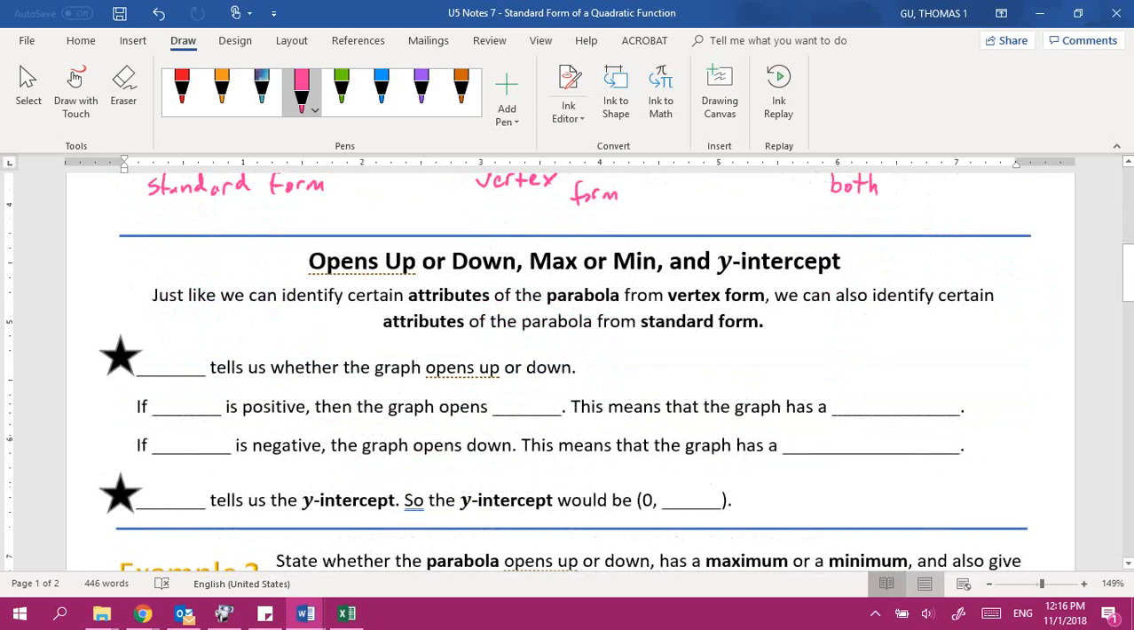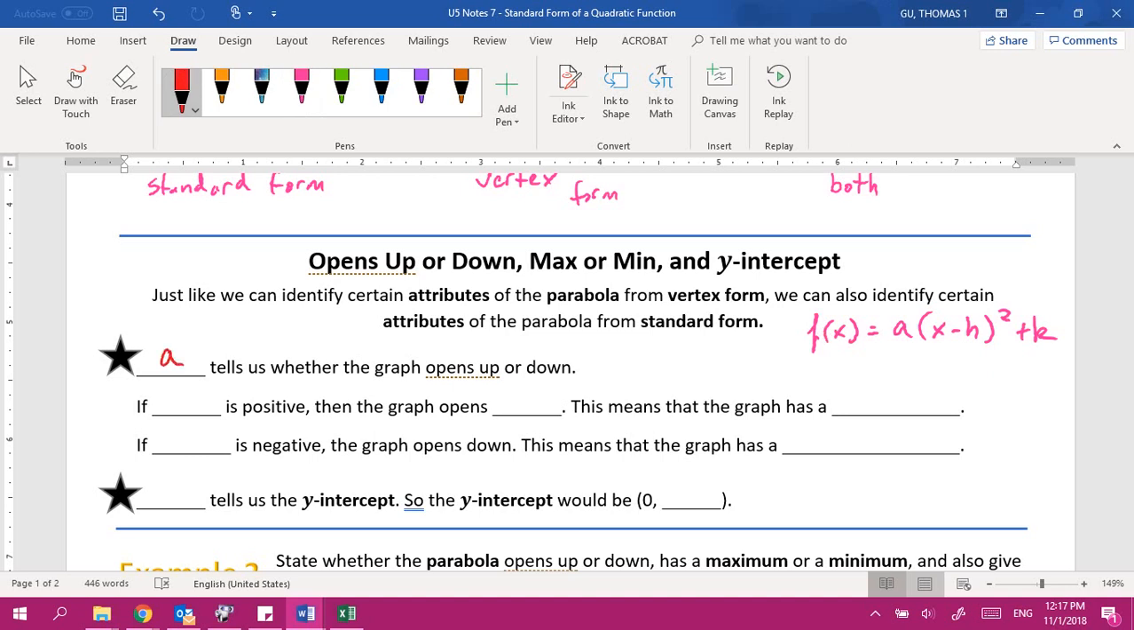Let's take a look at the attributes. So, just like you can tell certain attributes of a parabola from vertex form, you can also identify certain attributes of the parabola from standard form. Remember, the vertex form is f of x equals a times x minus h squared plus k. Now, in the vertex form, guys, which of those variables told you if the parabola opens up or down? The a, right? And that's the same for standard form. The a in standard form and vertex form, it's actually the same a. So a is going to tell us whether the graph opens up or down.